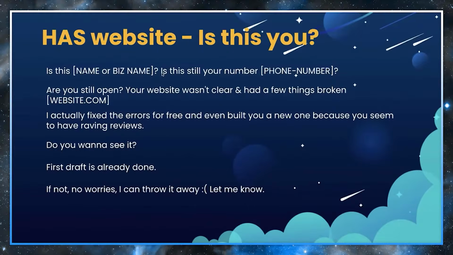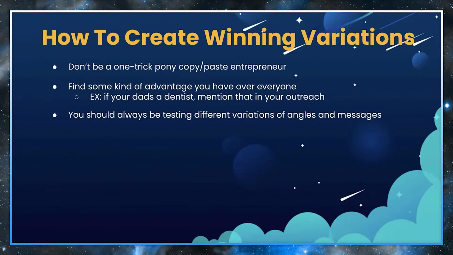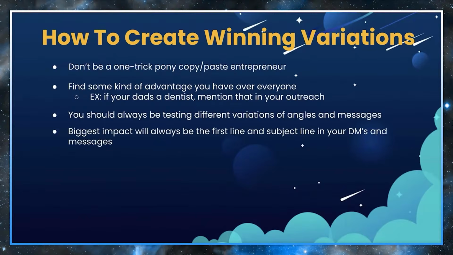Maybe you want to say in the very first line, I built you a free website. First draft is done. Now, maybe don't say free website. I built you a free first draft. Boom. That's what you want to say. So test all of this. Find some kind of advantage that you have over everyone. Example, if your dad's a dentist, mention that in your outreach. If you have case studies or testimonials, mention that as well in that message, or you can mention it in the follow-up messages. You should always be testing different variations, angles, messages, everything.